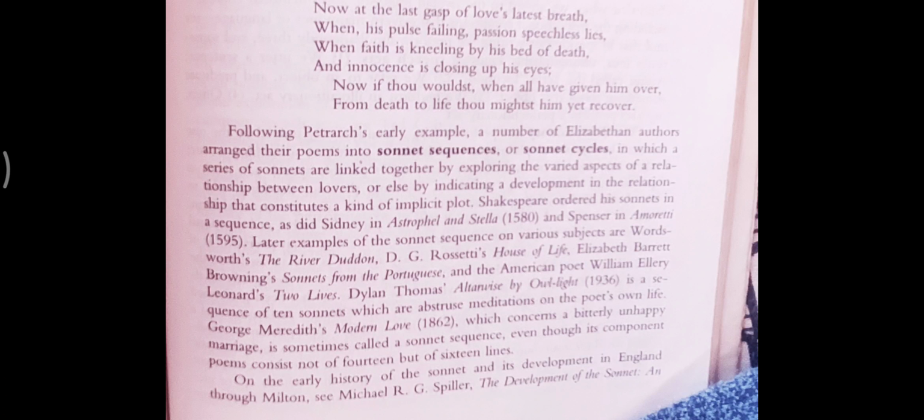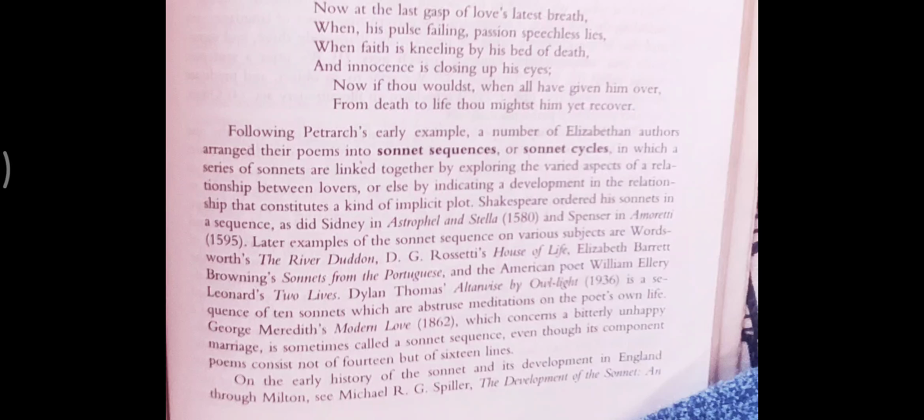Various other subjects appear in sequences, like William Wordsworth's The River Duddon, D. G. Rossetti's The House of Life, Elizabeth Barrett Browning's Sonnets from the Portuguese, American poet William Ellery Leonard's Two Lives, and Dylan Thomas's Altarwise by Owl-Light, a sequence of 10 sonnets which are definitely abstruse, difficult meditations of the poet on life, the complexity of life. See, George Meredith tried his hand at Modern Love, which concerns bitterly unhappy marriages, and is also a kind of sonnet sequence.